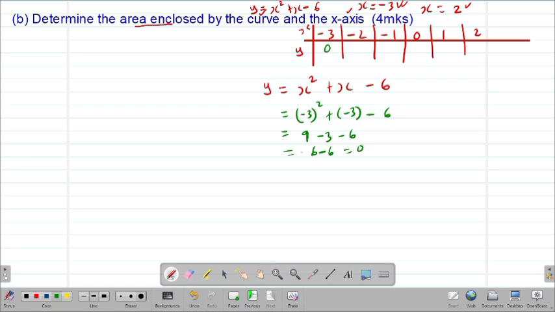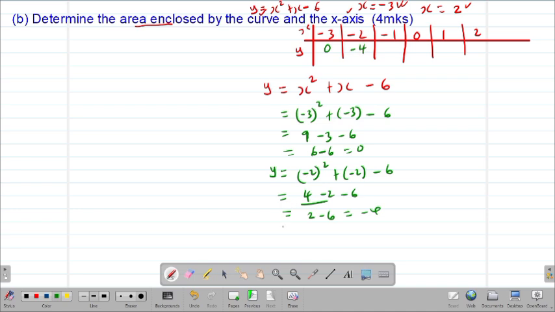So here I'm having 0. I substitute negative 2, so y will be equal to negative 2 squared, then of course plus negative 2, then minus 6. So negative 2 squared will give me positive 4 minus 2, then minus 6. So this will be positive 2 minus 6, which will give me negative 4. So this is negative 4.